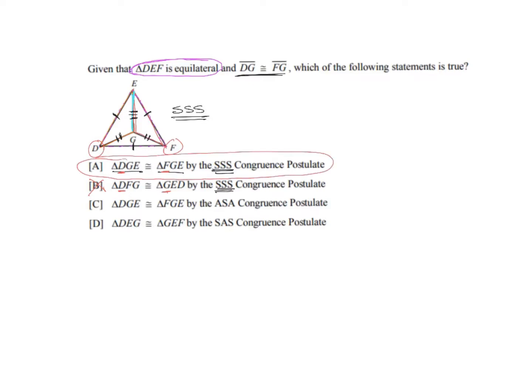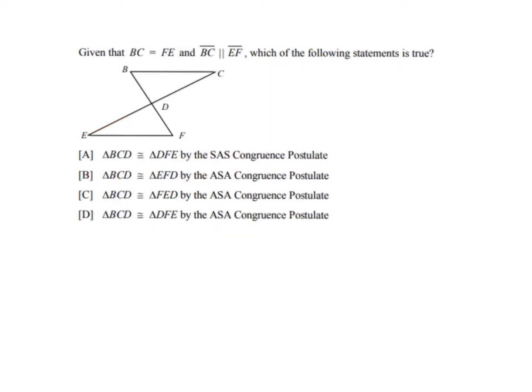Again, I'm looking at what's given. I'm making my marks. I'm finding my rule. And then I'm making sure I have a match with my congruence statement. I like this one. This is a very hidden one. The given right away, okay, we see the BC, the FE, that's an easy one.